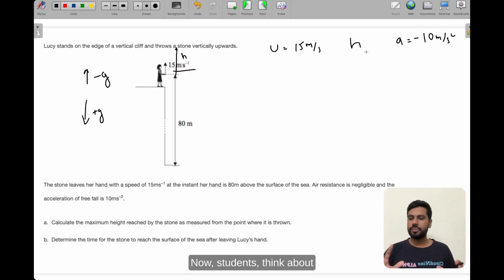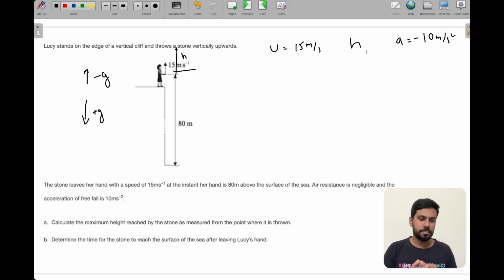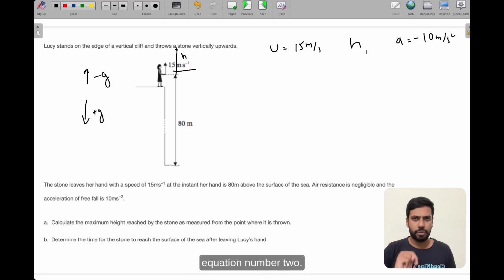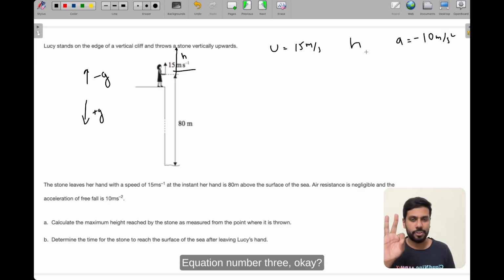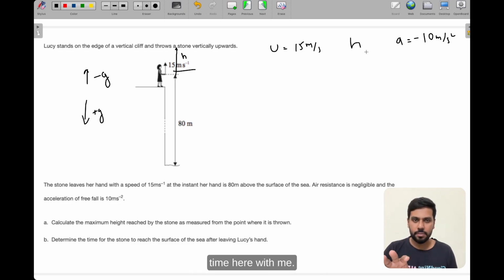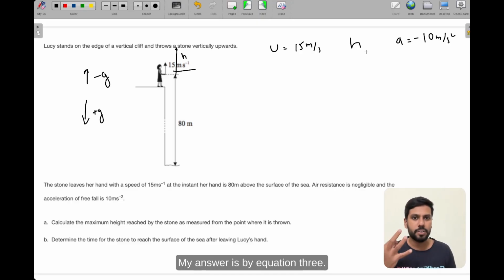Now students, think about the equations of motion, SUVAT equations. Which SUVAT equation can give you the answer? I need the distance. Some people might think equation number 2, but my dear, equation number 2 has time in it. I don't have time with me. Equation number 3 also does not have time. So that's the only possibility, I can get my answer by equation 3.